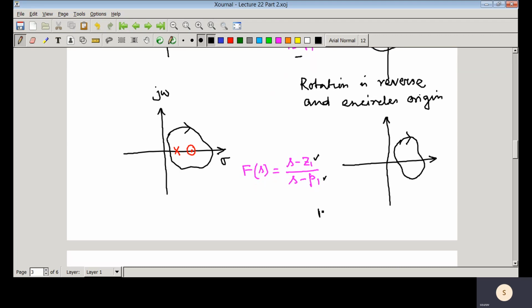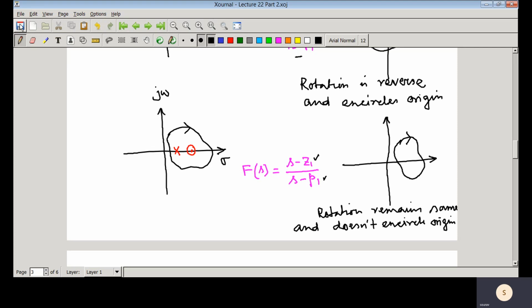There would be a contour with the same direction, but it does not encircle the origin. So the rotation remains the same and does not encircle the origin. So this is very important.